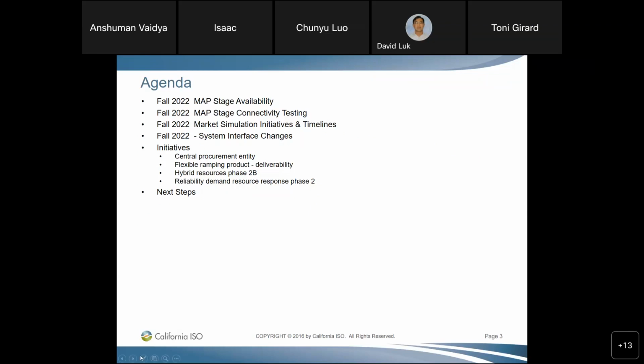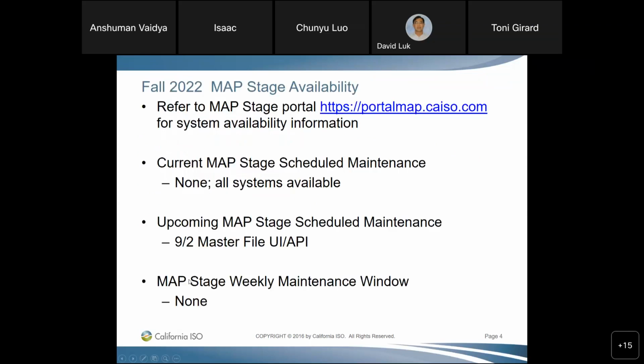All right, moving on. For map stage availability, you can log into portalmap.kaizo.com to get up-to-date system information. Currently, we don't have any maintenance scheduled. There is one upcoming on 9/2 for master file UI and API. Anyone has any questions or concerns regarding the map stage availability? All right, moving on.